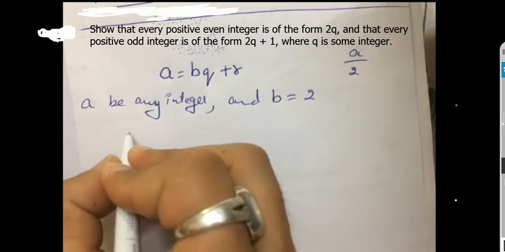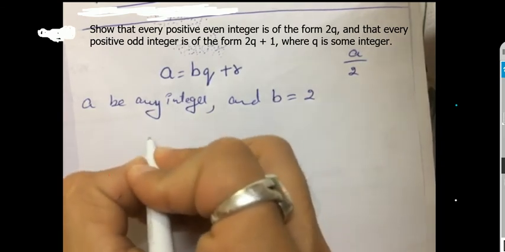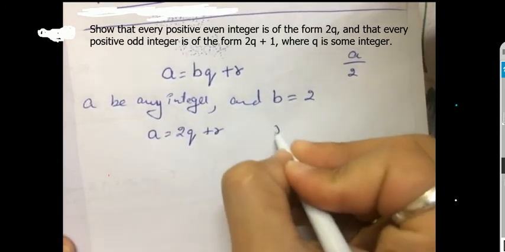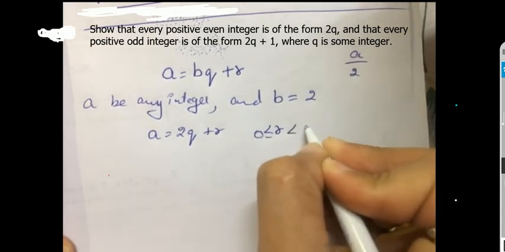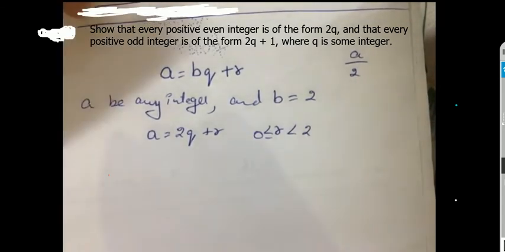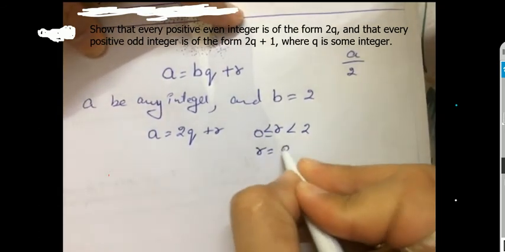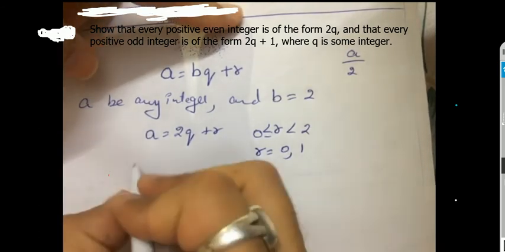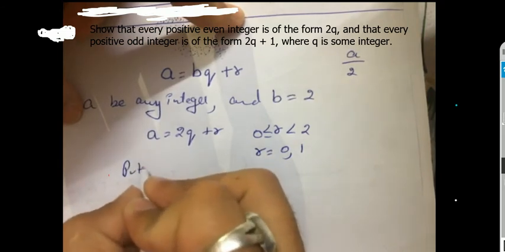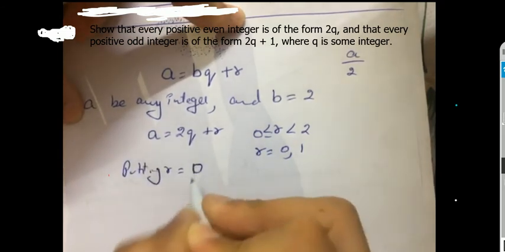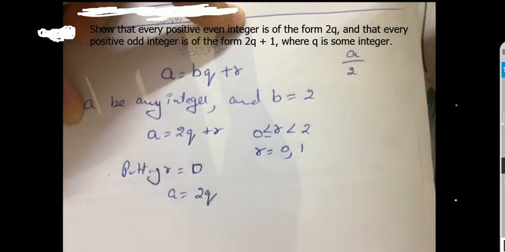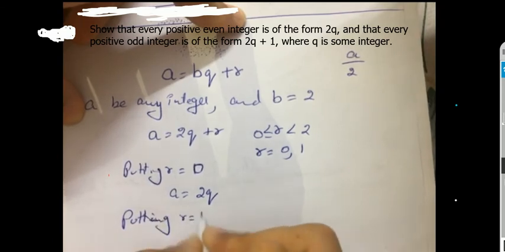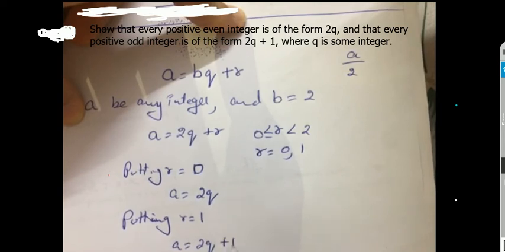Now the Euclid division algorithm will become a equals 2q plus r, where r is greater than or equal to 0 and less than 2, because it is less than b. The value of r could be 0 and 1. There could be only two possible values. Then on putting r equals 0, we get a equals 2q, and putting r equals 1, we get a equals 2q plus 1.